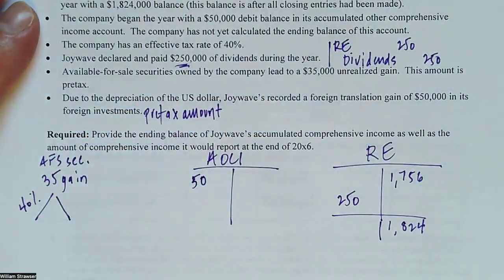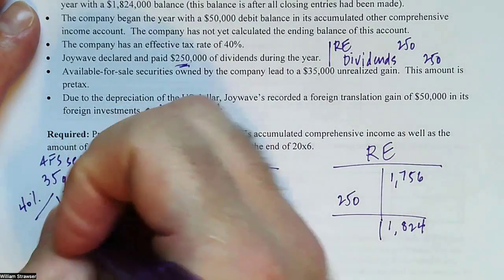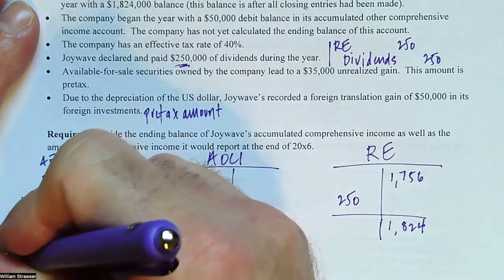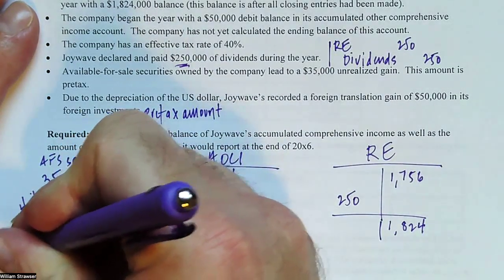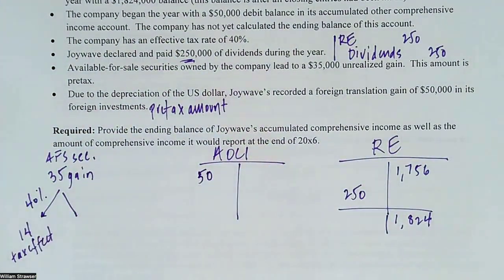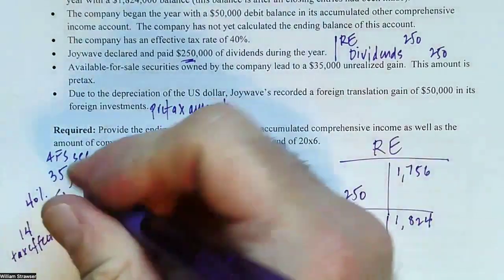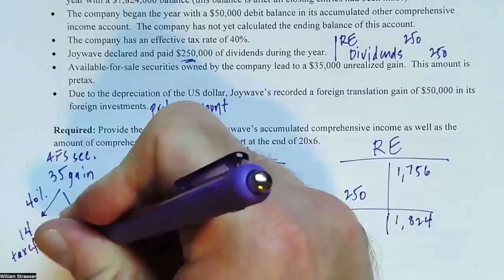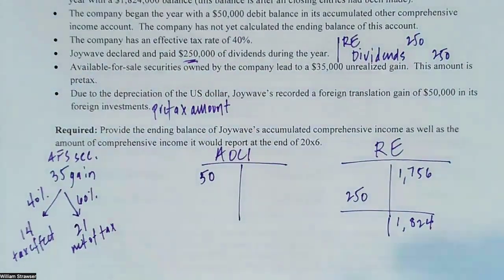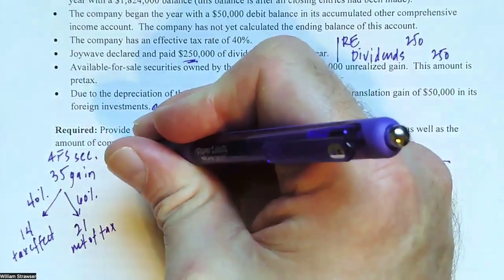In this case, 40% of 35 should give us 14, I believe. Would that be correct? 10% is 3.5. Right. So that should be 14,000. That's my tax effect. So it will, sorry, not increase, but decrease my gain down to 21,000. That's my net of tax gain. And then we do the same thing with the $50,000 translation of foreign currency.